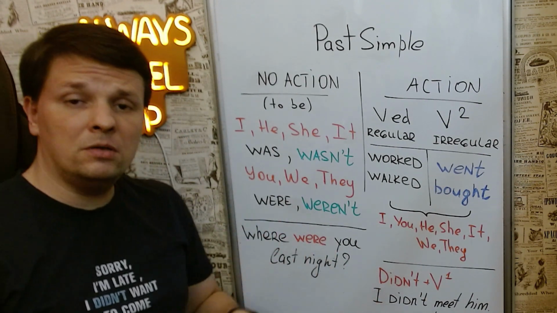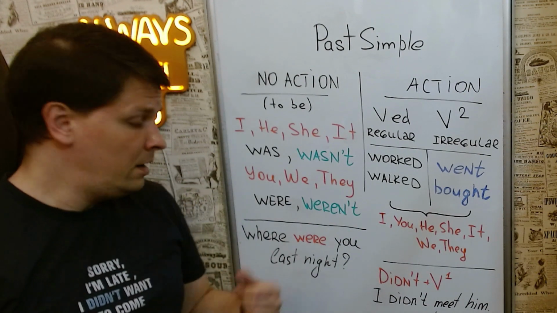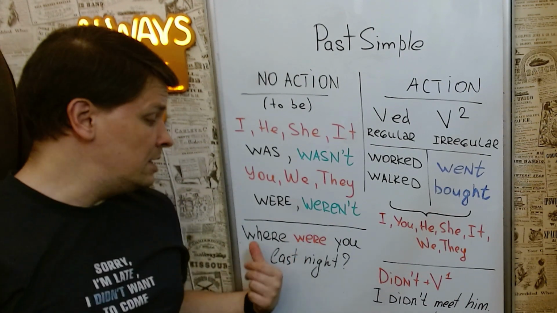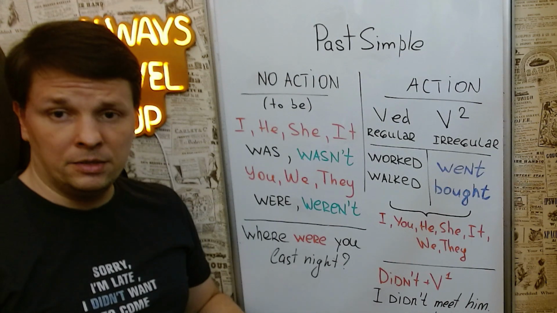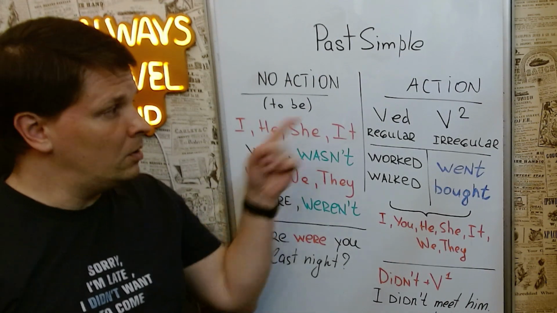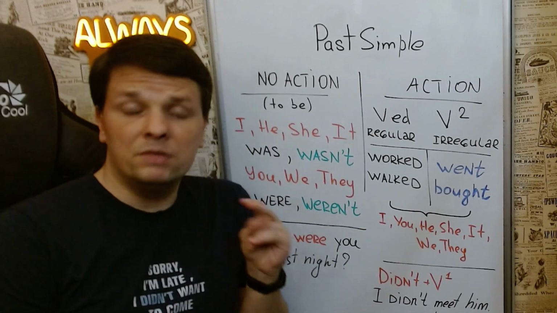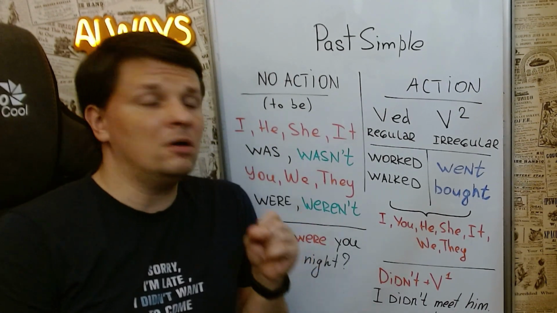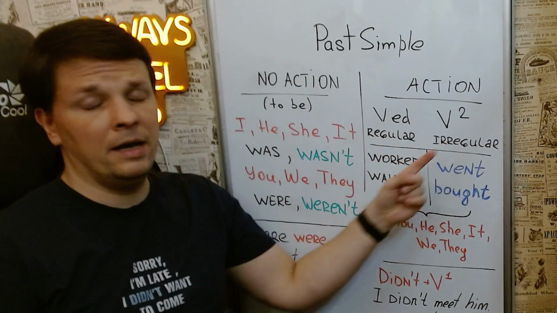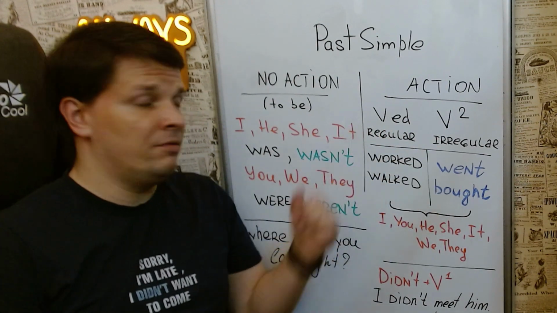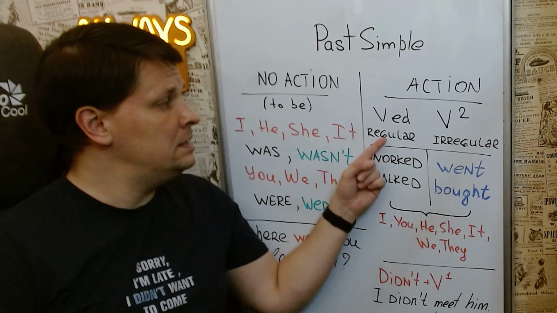If we make question, we put the question word and then the verb to be. For example, where were you last night? That's quite easy. Now, let's move on to the action. If we use the action verb, we must remember that we have 2 types of verbs, regular and irregular. If we have a regular verb, we just add ed ending.